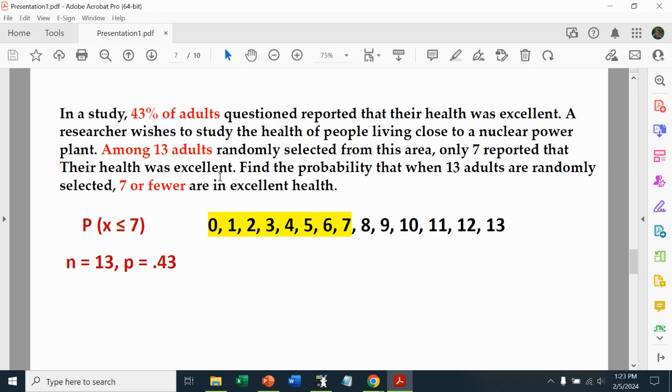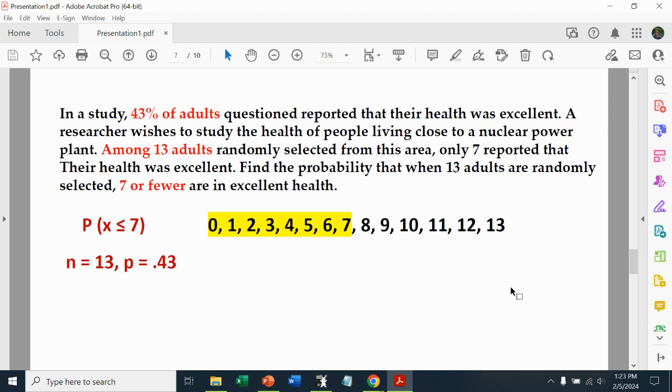All right, only 7 reported their health was excellent. Find the probability when I survey 13 people and randomly selected 7 or fewer are in excellent health. I'm trying to find a probability of 7 or fewer. That translates to X is less than or equal to 7. 7 or fewer: 0, 1, 2, 3, 4, 5, 6, or 7.